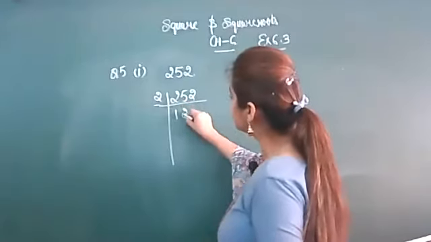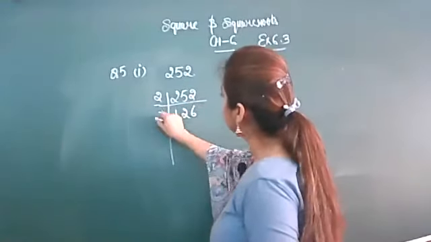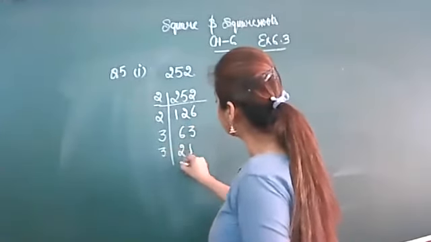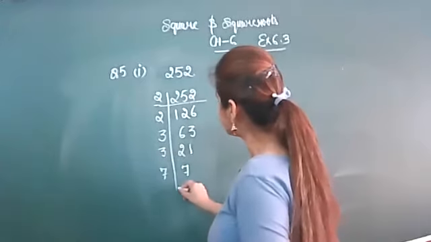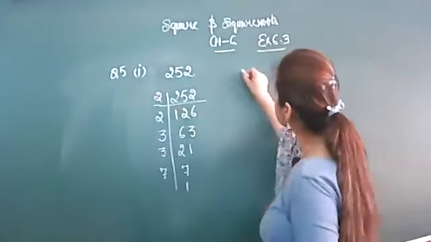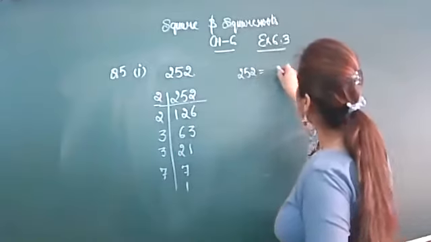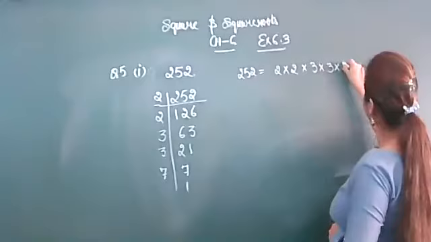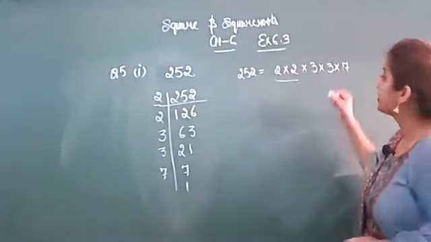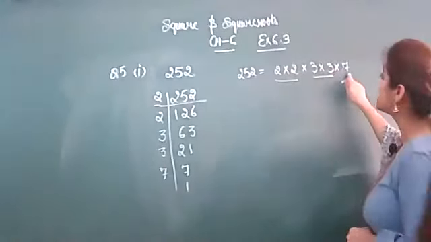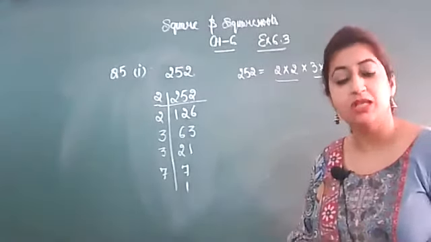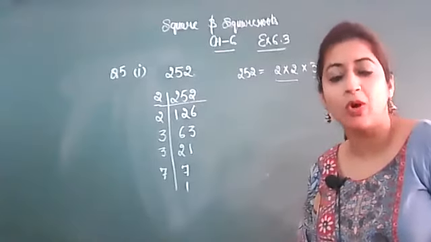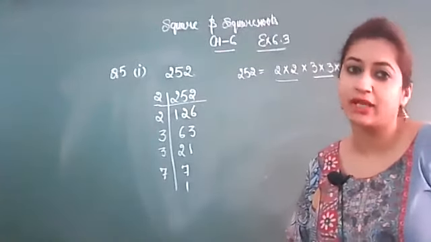2 1s are 2, 2 2s are 4, 2 6s are 12, 3 1s are 3, 3 7s are 21, and 7 1s are 7. So here you can see that 252 has factors 2 into 2 into 3 into 3 into 7. 2 is occurring in a pair, 3 is occurring in a pair, but 7 remains unpaired. So is it a perfect square number? No, because 7 is not occurring in a pair.